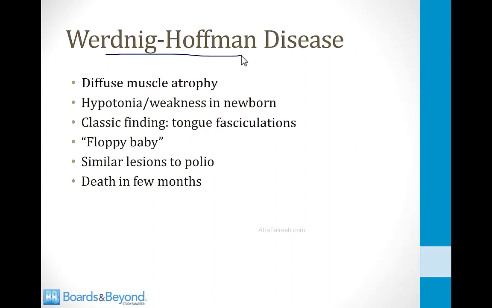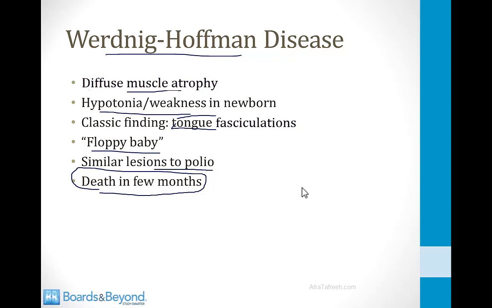Wernicke-Hoffmann disease is very similar to polio, only it's not caused by a virus. It's a genetic condition that results in muscle atrophy. So in Wernicke-Hoffmann, babies have hypotonia and weakness, and one of the classic findings is to see tongue fasciculations on physical exam. It's sometimes called the floppy baby syndrome. The lesions in the spinal cord are identical to polio. It's also loss of the anterior motor horn, and these babies usually die within a few months.